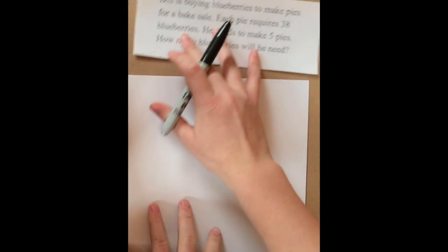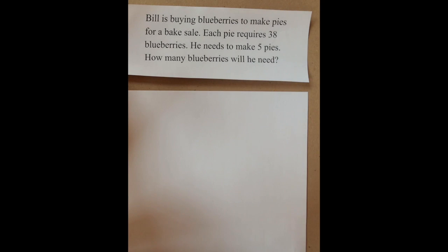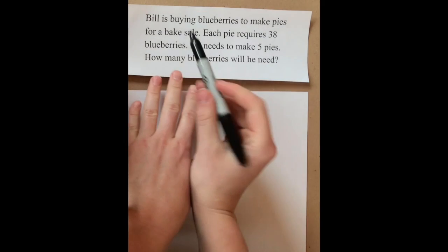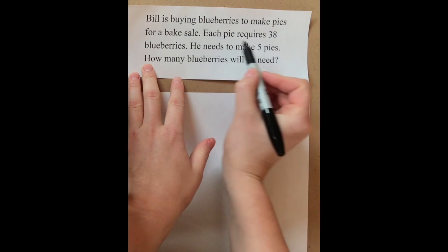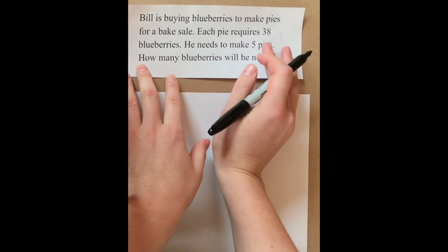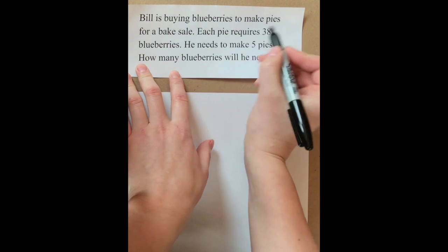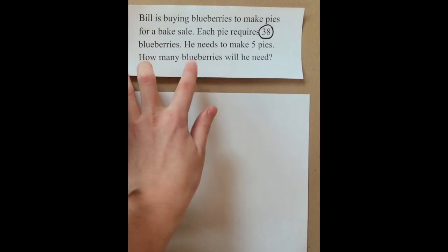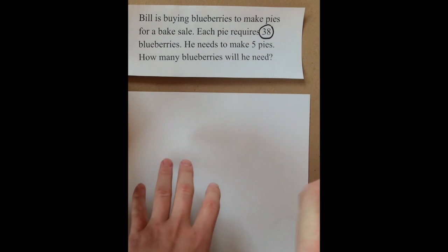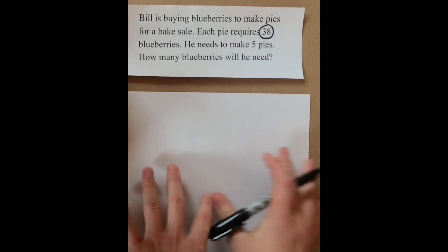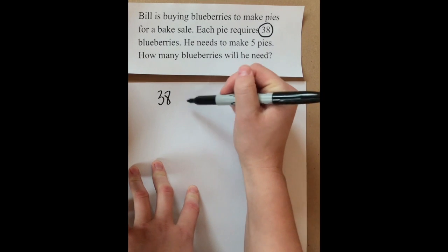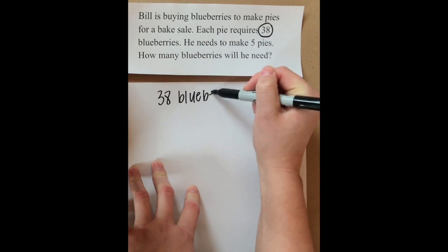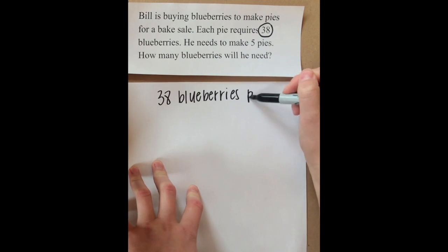So when looking at word problems and when trying to identify important information, it's good to look at numbers listed in the problem. So let's read it again. Bill is buying blueberries to make pies for a bake sale. Each pie requires 38 blueberries. This sounds like important information we might need later. So let's circle 38 because each pie requires 38 blueberries. And we could write that down too. So we know that it takes 38 blueberries to make 1 pie.